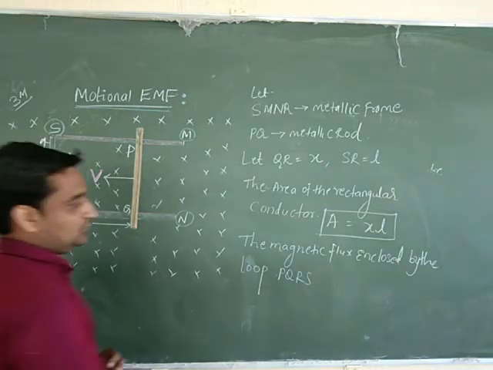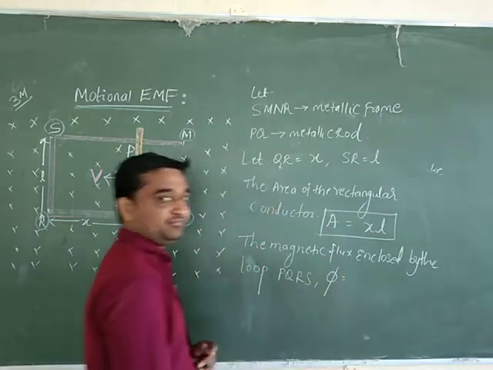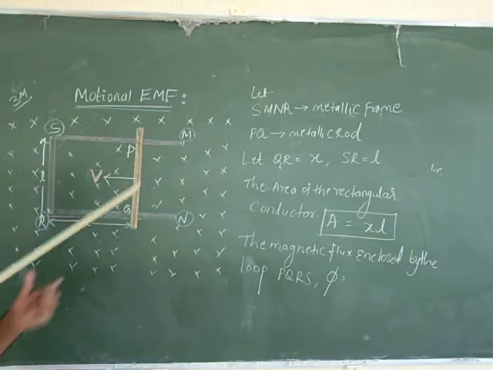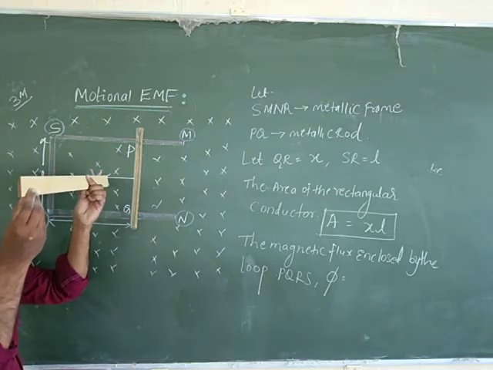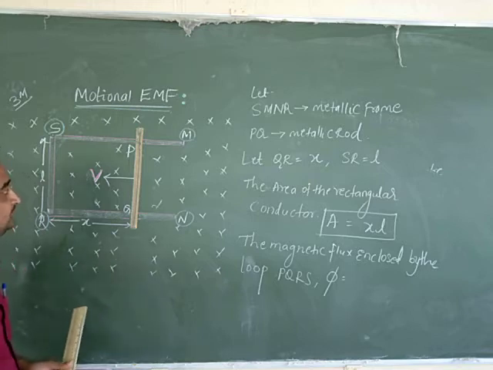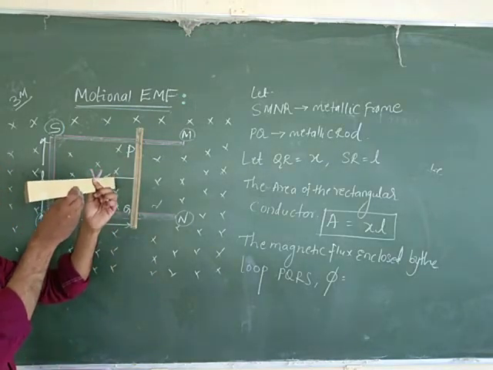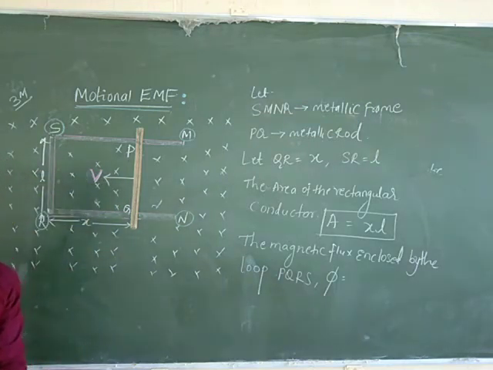So that is equal to what? Phi is equal to BA cos theta. Right? So theta is equal to how much here? 0 degree. The magnetic field is directed inward, perpendicular to the plane. If we draw a normal to this area, it also comes in the same direction. So the angle between A and B is equal to 0 degree.